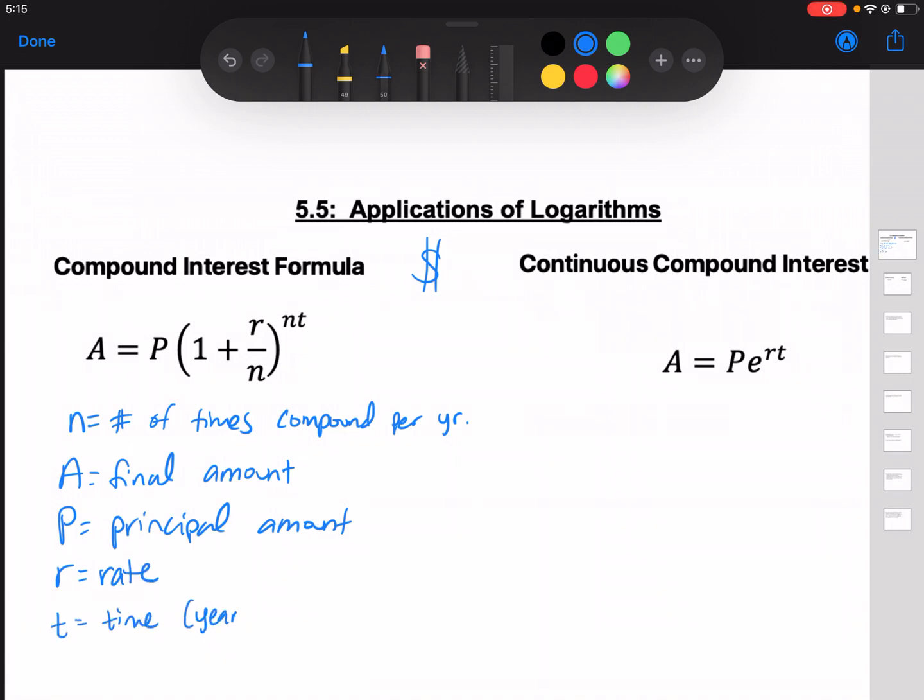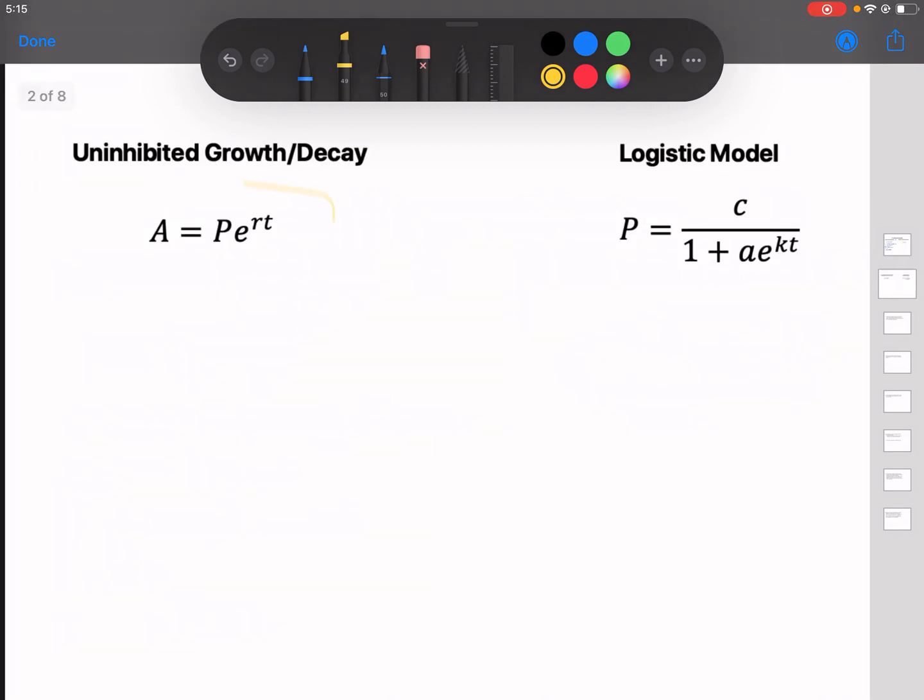And when we deal with money, we're always talking about time in terms of years. So it's a really important thing to remember is for money problems, it should be years. So you'll notice that the continuous compound interest formula looks exactly like the uninhibited growth or decay formula. They mean the same thing. A is your final amount, P is your principal amount, R is your rate, and T is your time. The one difference, though, is time does not have to be in years when we have an uninhibited growth or decay. So you just follow whatever time it may be, whether it be days, months, years, you'll just follow it from the word problem.